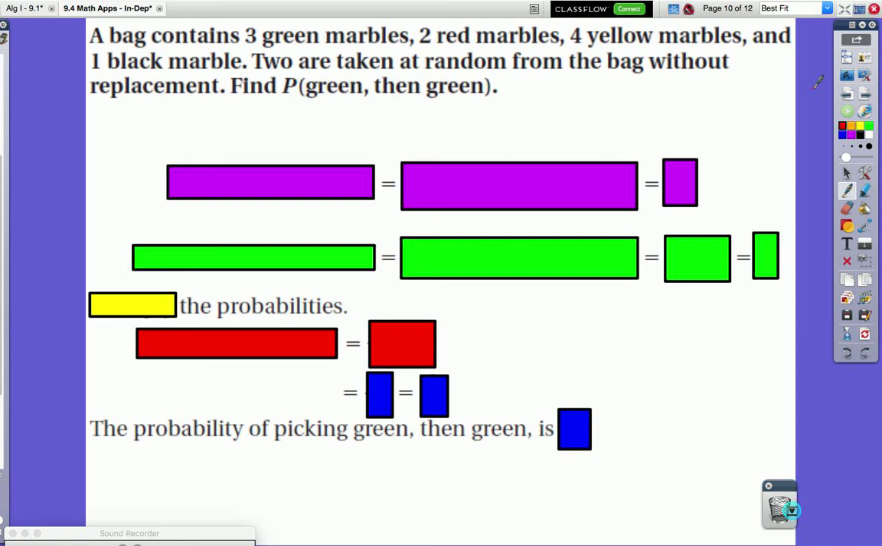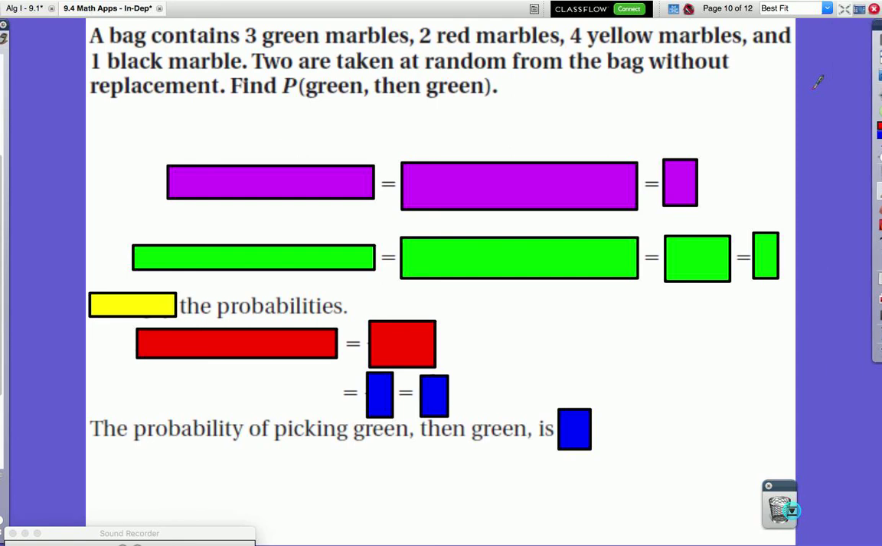All right. Last thing, a bag contains 3 green marbles, 2 red, 4 yellow, and 1 black. 2 of the marbles are taken out at random from the bag without replacement. So we're finding the probability that we pull a green marble, then another green. So again, find our total: 3, 5, 9, 10 marbles. Okay? So the probability that it's a green, if we get a green, is 3 out of 10. Assuming we take a green, now there's only 9 marbles left because we are not replacing it, and there's only 2 green left because we already pulled one.